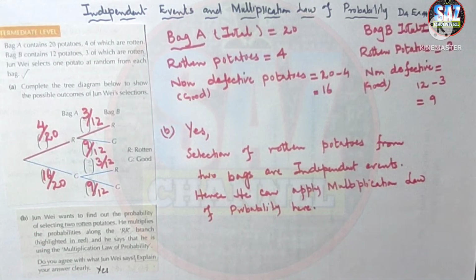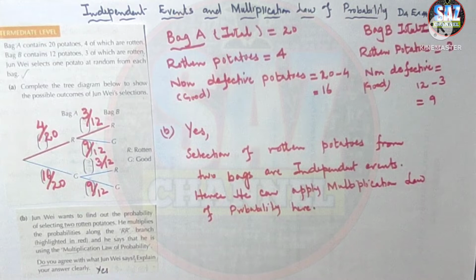I hope you are clear how we identify the condition that 2 bags are independent, and how we can apply the multiplication law of probability. Please must watch this small question for better understanding of the next question, and let's move to the next question.